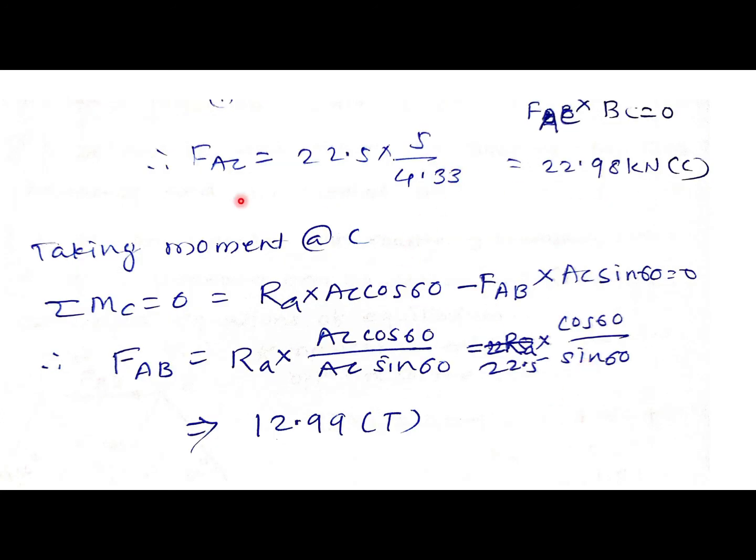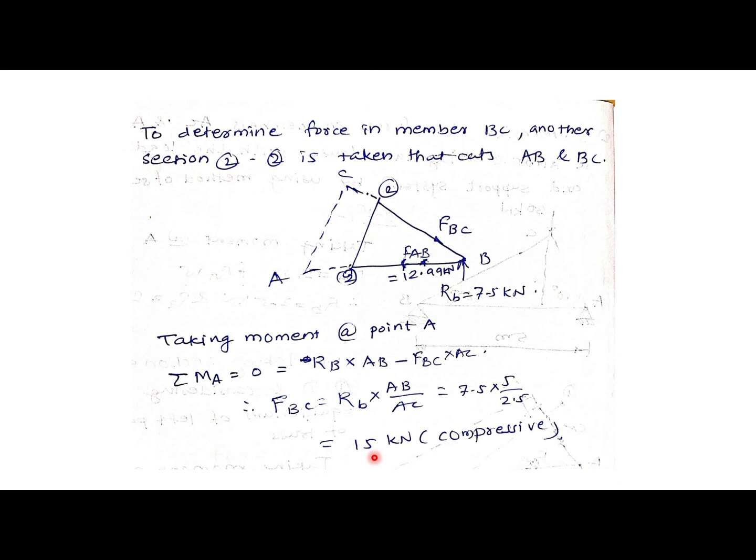So replacing those values, we get the value of FAC as 22.98 kilonewton. And since we have assumed it compressive in nature and we are getting the positive sign, students, our assumption is correct. Now, taking moment at point C, which we have already applied, and solving it again, we get the value of FAB as 22.99, and that too compressive in nature. So for both these members our assumption for the nature is correct. For AC we have assumed compressive and it is correct. And for AB also, we are getting the positive sign, so the assumed nature is correct.